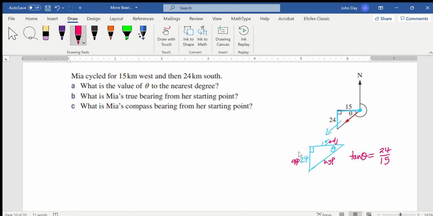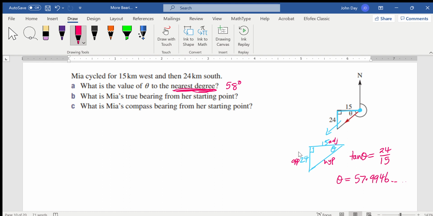Because we're finding an angle, we're going to have to press Shift Tan. So I'm going to type in Shift Tan of 24 over 15 in my calculator, and it says that theta is equal to 57.9946, etc. That's what comes out. Now I'll go back and look at the question. It says they want it to the nearest degree, so I can round straight from there and say that that's 58 degrees.